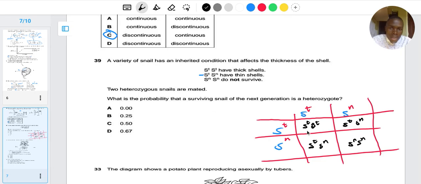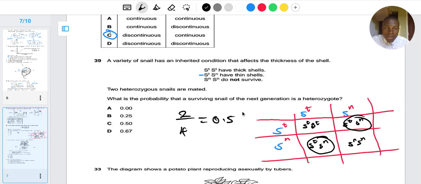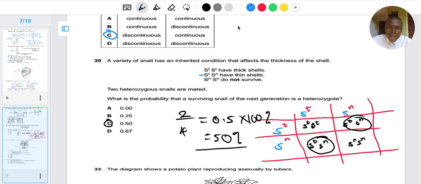So which one is heterozygous here? The heterozygous is this one here, where we are having T and N. So how many T and N do we have? We have 1, 2. So that is 50%. So how do you express 50%? You say we have 2 over 4. 2 offspring are heterozygous, and the total number of offspring is 4. Then if I divide, I'm going to get 0.5. If you want to express it as a percentage, you multiply by 100%. As a result, you're going to get 50%. According to the answers that we have here, this one is going to be the answer. So that is one thing that you need to know here.